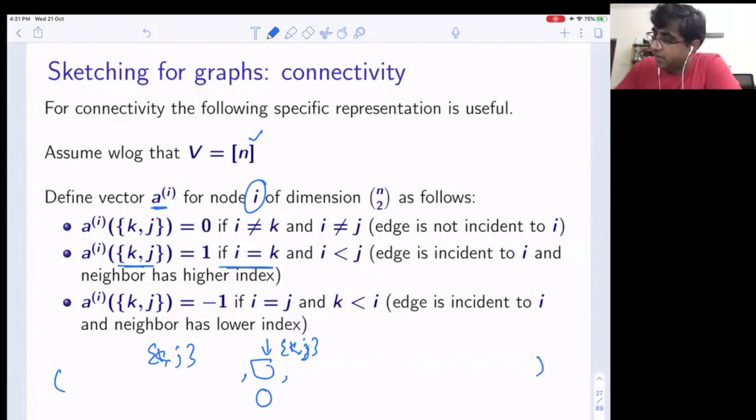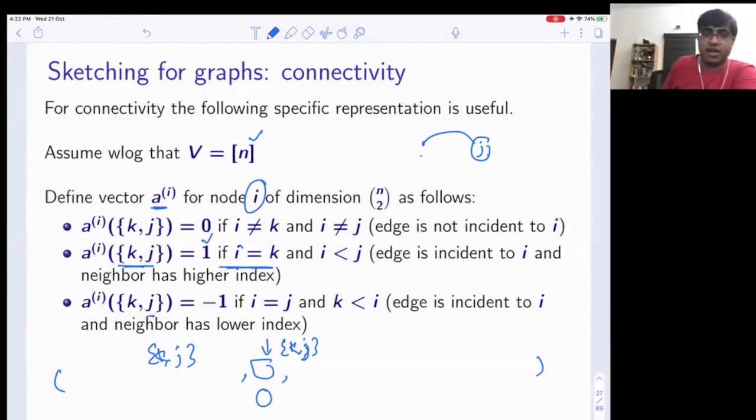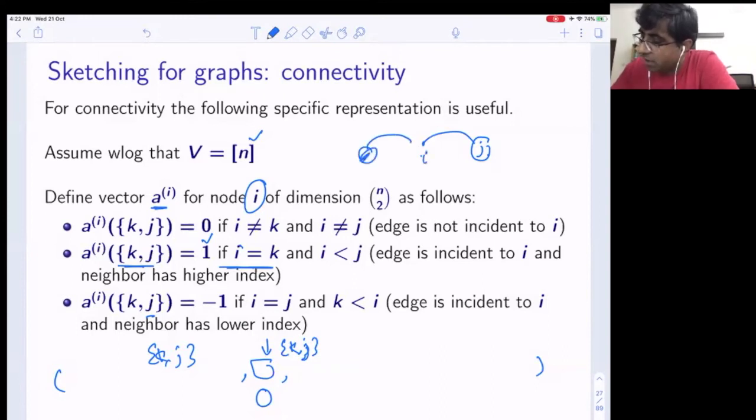Think of it like this: I am a vertex here, and j is a higher neighbor than me. Then I put 1. But if i is equal to j and k is a smaller neighbor to me, then I put -1. So if I am i, and I have a neighbor which is lower than me, at that place I put -1. If I have a neighbor higher than me, at that place I put +1. So this is all.